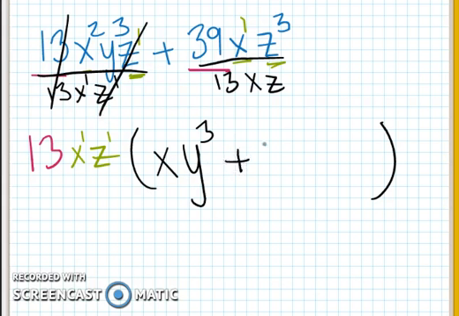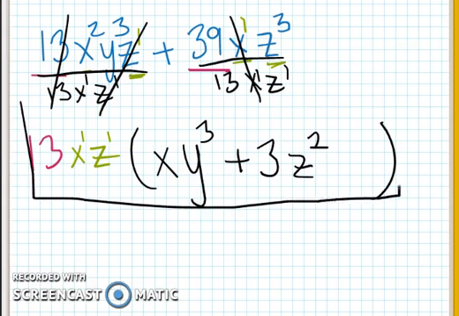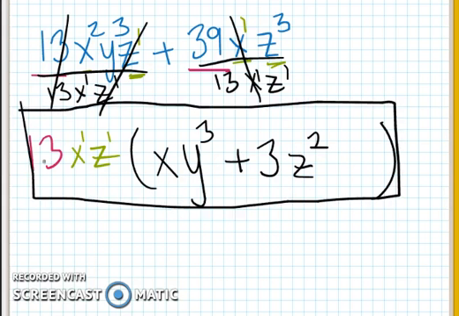Plus, 39 divided by 13 is 3. X to the first and x to the first, that cancels. Z to the third, z to the first, that's going to subtract and give me z to the second power. And there we go. Okay, so that's 13xz times the quantity x y to the third plus z to the second.